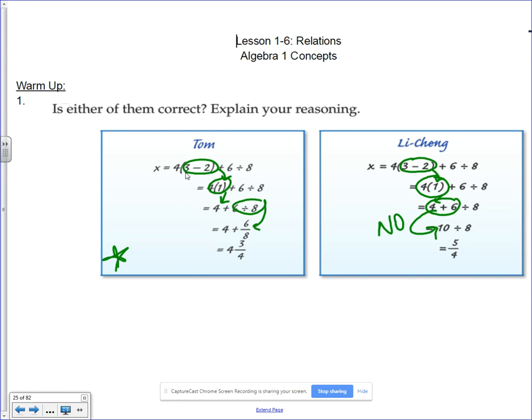So can you please, after you put the star in the correct box, write me a sentence that says why Tom is correct? Somebody speak it to me. Somebody tell me what they're going to write. What do you think, Braden? Tom is correct because he divided first instead of adding first.